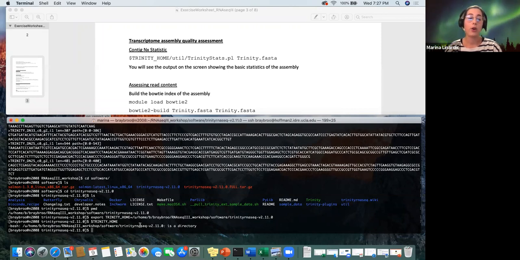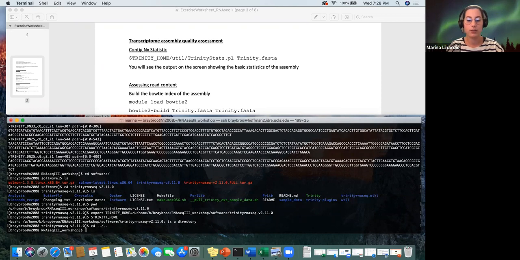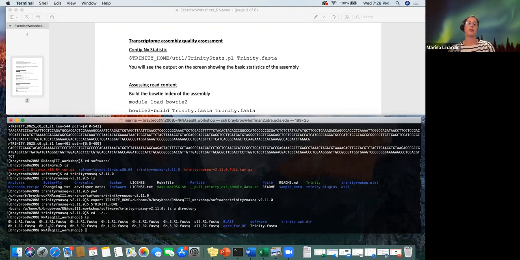Okay, so now let's go back to our workshop folder. We move up with cd and two dots, which is one directory up. This would be software. We need to go one more, so you can just do this. Let's go two directories up. Enter. ls. And we're here. It's written right here: RNA-seq III workshop.